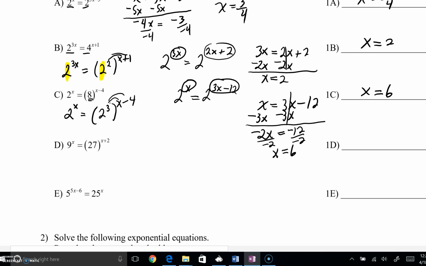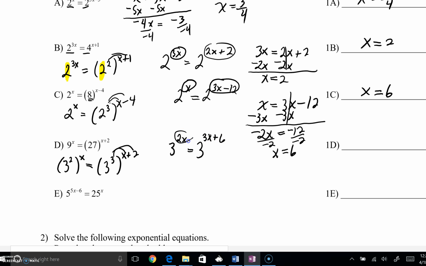27 is not a power of 9. It's not 9 to the 2nd, 9 to the 3rd. So at first glance, you might think you can't do this problem at all. But 9 is 3 squared. And 27 is 3 to the 3rd. So what you can do then, just continuing over this way, 2 times x, you'd get 3 to the 2x up here. Here I'm going to distribute this power. We'll get 3x plus 6.